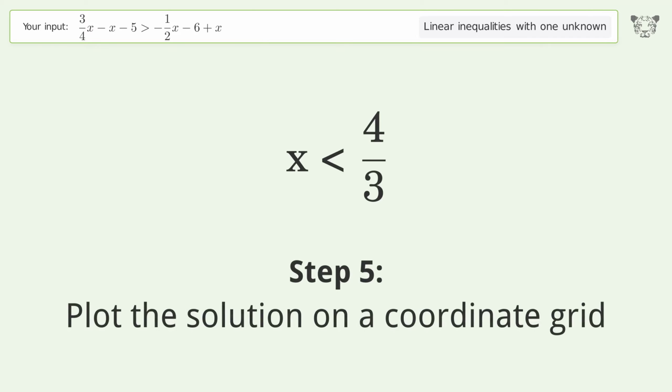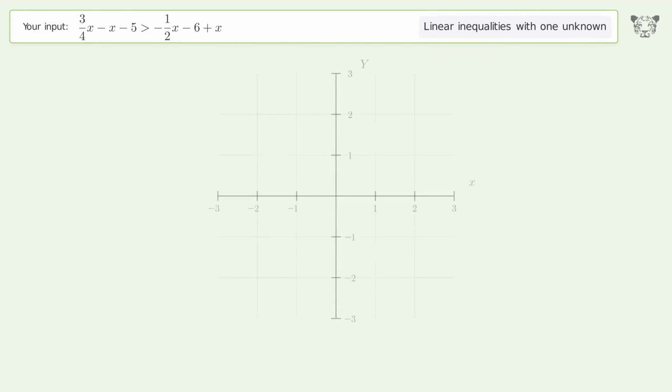Plot the solution on a coordinate grid. And so the final result is x smaller than 4/3 smaller than 11/3.